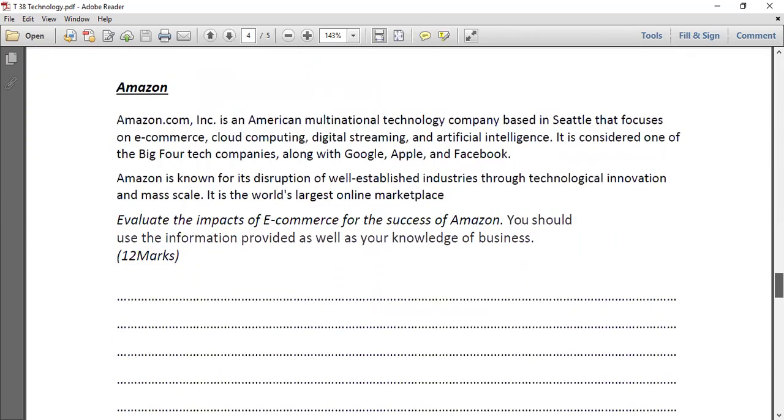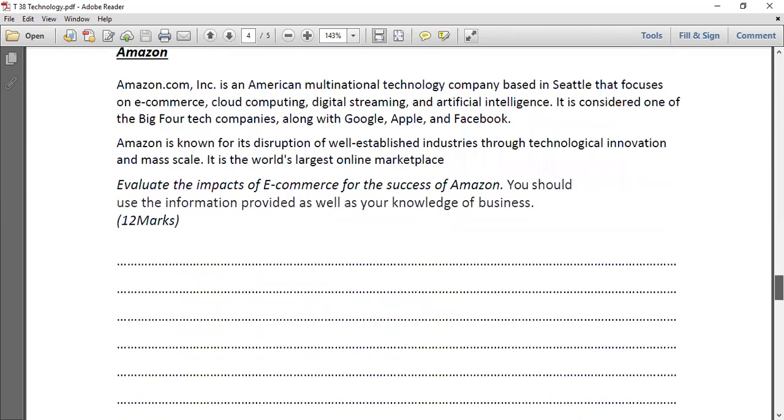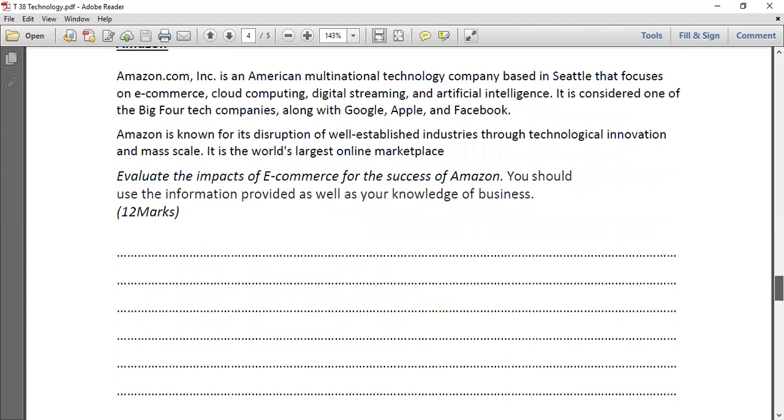This is one of the questions from a mock paper. Amazon is a case study. It's an American multinational company based in Seattle that focuses on e-commerce and cloud computing, digital streaming, and artificial intelligence. It is considered one of the big four tech companies along with Google, Apple, and Facebook.